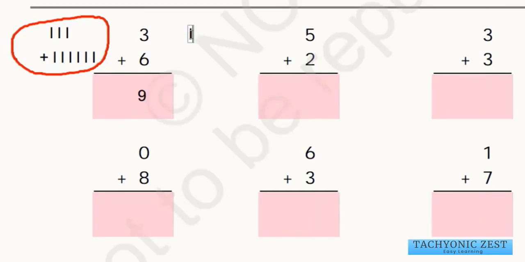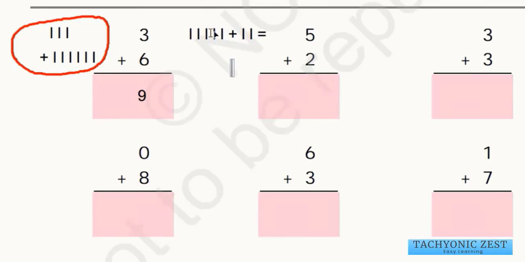1, 2, 3, 4, 5. Now it is saying 5 sticks are there and we have to add 2 more sticks. So let us add 2 more sticks now. 1, 2. So what is the total number of sticks we get? Let us count. To find that, we will count everything together and let's see how many we get.